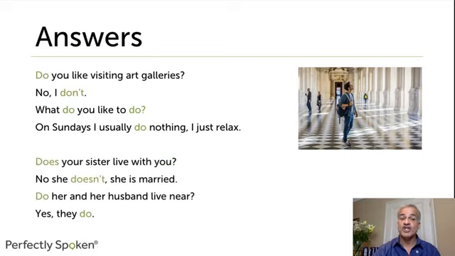And here we have, does your sister live with you? No, she doesn't. She's married. Do her and her husband live near? So her and her husband is they. That's why it's do. Do they? Do her and her husband live near? Yes, they do.